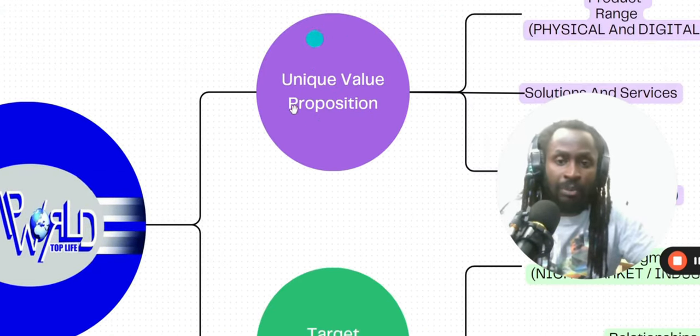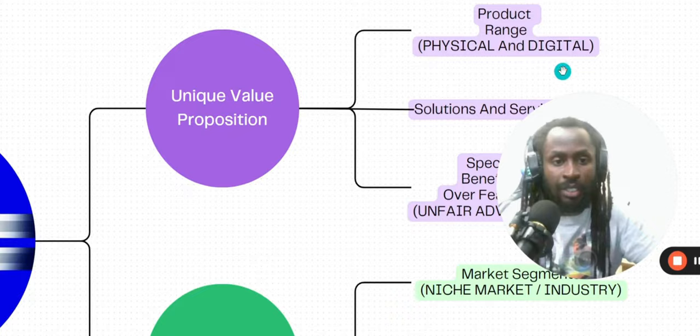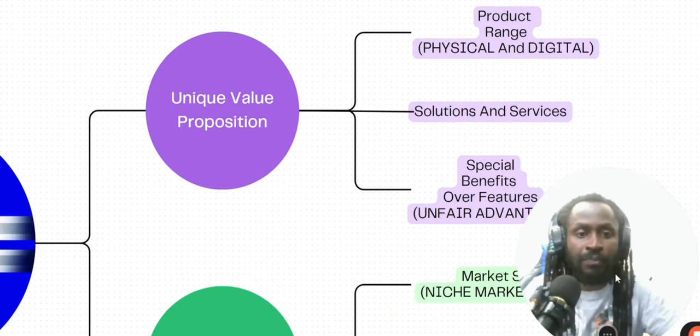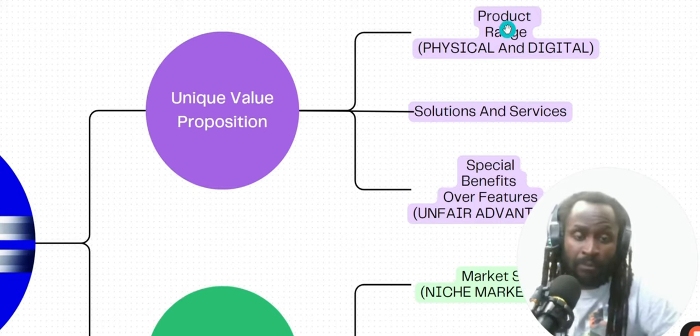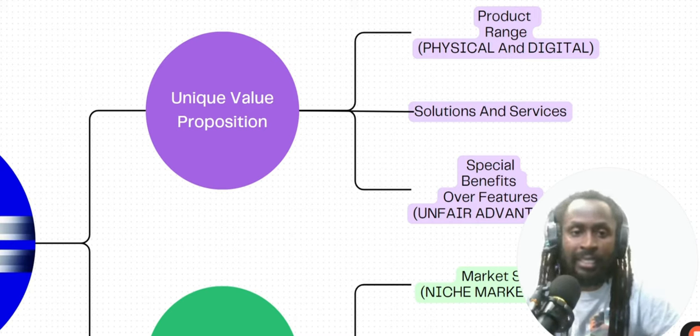We help you have the unique value proposition for your offer, which is composed of a few things that you can see here. We have the product range. We help you build a product from scratch. Building a product is not an easy thing, but we have the expertise to do that and help you build a good product, not just build.